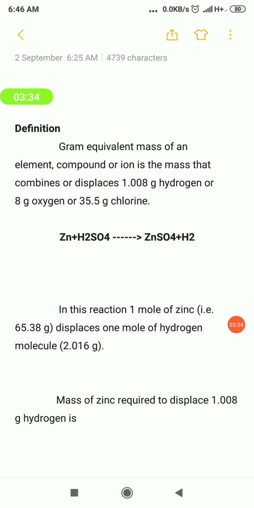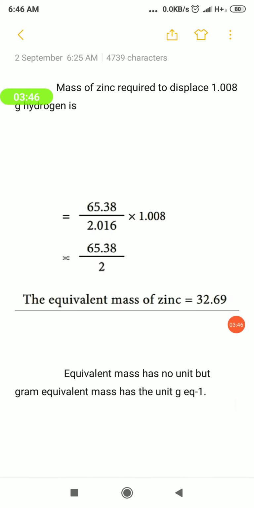But gram equivalent mass means the particular mass of an element that must displace 1.008 gram of hydrogen, so that we can easily calculate. From the mathematical calculation we can calculate. Look at this calculation. If 2.016 gram of hydrogen is displaced by 65.38 gram of zinc, then 1.008 gram of hydrogen will be displaced by how much amount of zinc? By using this calculation, you will get the equivalent mass of zinc, that is 32.69. புரியுதா ஸ்டூடெண்ட்ஸ்? என்ன சொல்கிறாங்கன்னு புரியுதா?